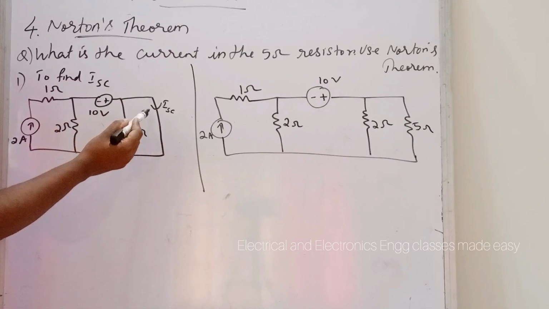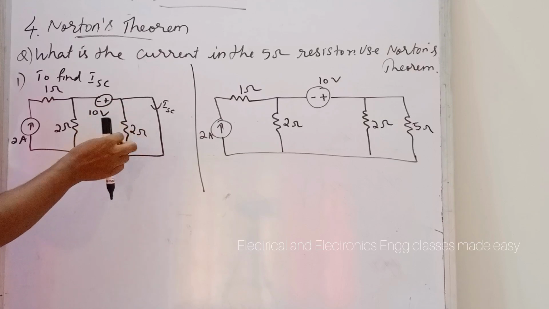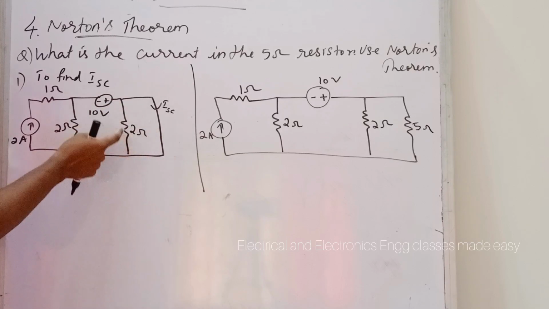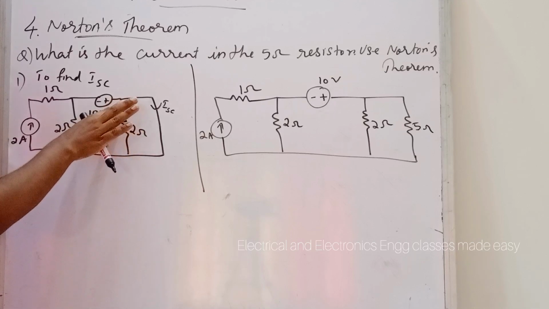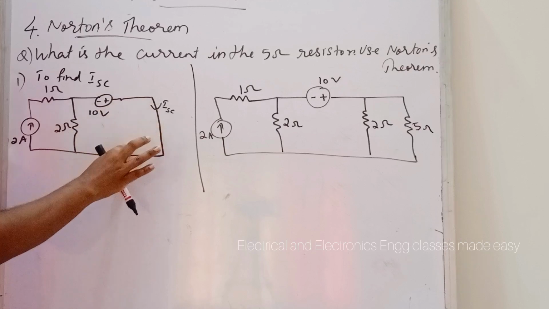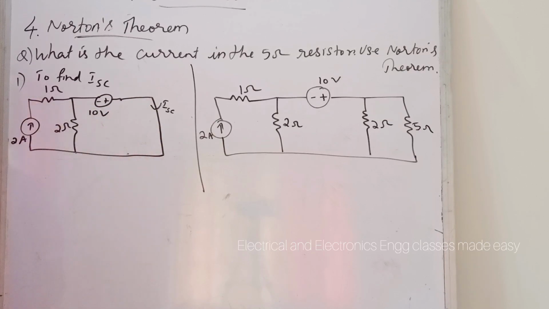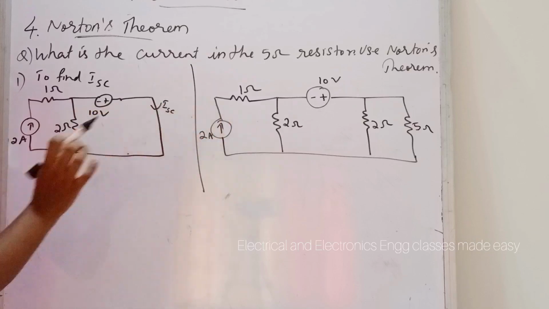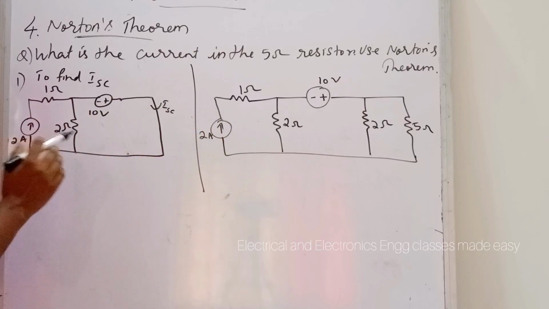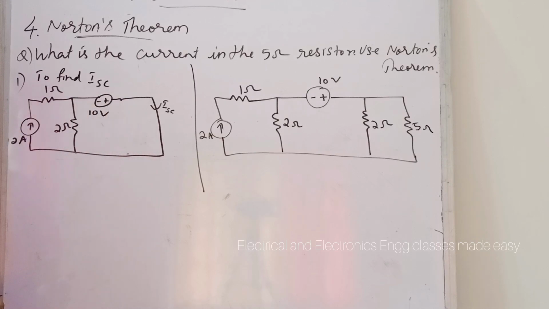And here while short circuiting this branch, this 2 ohm resistor will also be short circuited. So no need to draw the 2 ohm resistor. So this is the new circuit diagram after short circuiting the 5 ohm resistor. Now we have to find the value of current ISC.